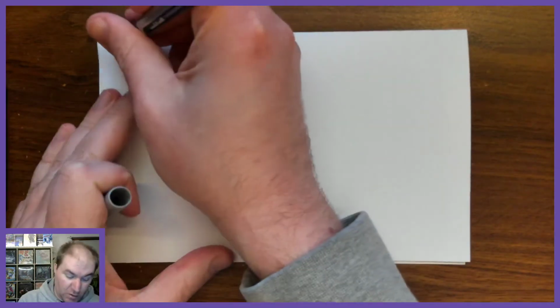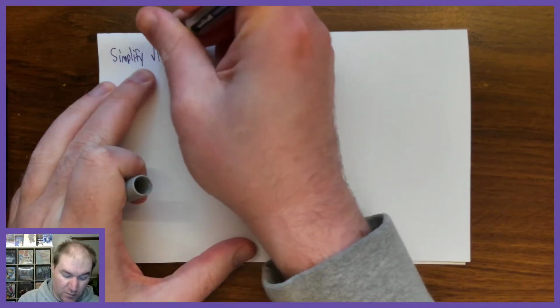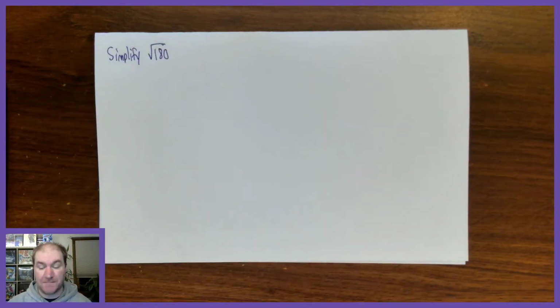In this video, we're going to look at how to simplify radicals. So you're going to get a problem that looks like this. Simplify the square root of 180. So remember, square root means, can you tell me two numbers that are exactly the same that multiply to be, in this case, 180?